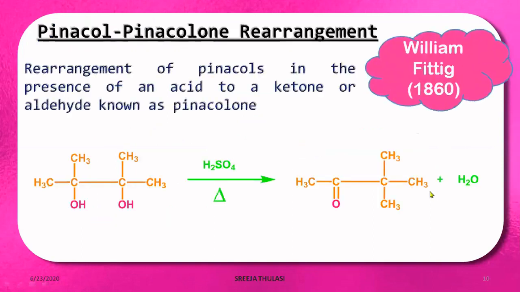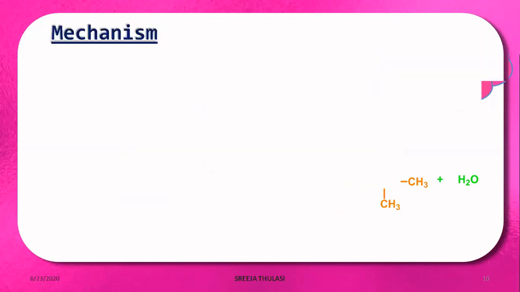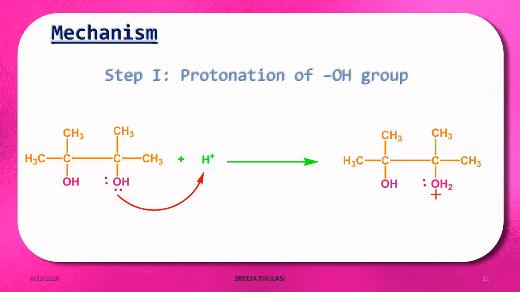So coming back to pinacol-pinacolone rearrangement, that is, pinacols on treating with hot dilute sulfuric acid undergo rearrangement and dehydration to form a monoketone known as pinacolone. And this acid-catalyzed rearrangement of pinacol to pinacolone is known as pinacol-pinacolone rearrangement, and it was discovered for the first time by William Rudolph Fittig in 1860. Let us go through the mechanism.